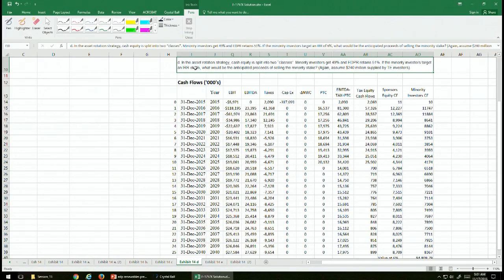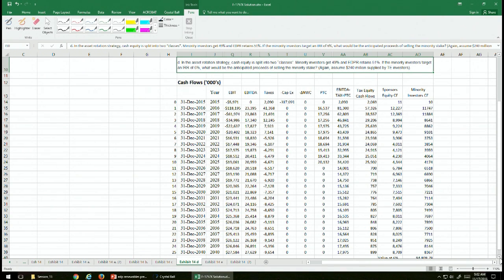So we've got part D, and the question I asked in part D was as follows. In the asset rotation strategy, cash equity is split into two classes. Minority investors get 49%, EDP retains 51%. If the minority investors target an IRR of 6%, what would be the anticipated proceeds of the selling to minorities?